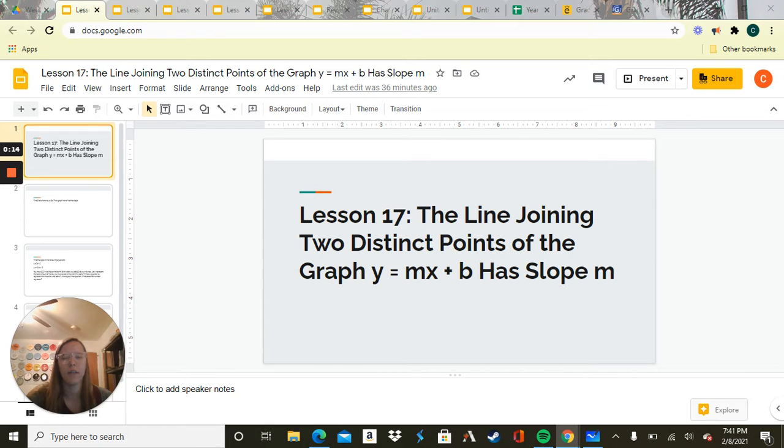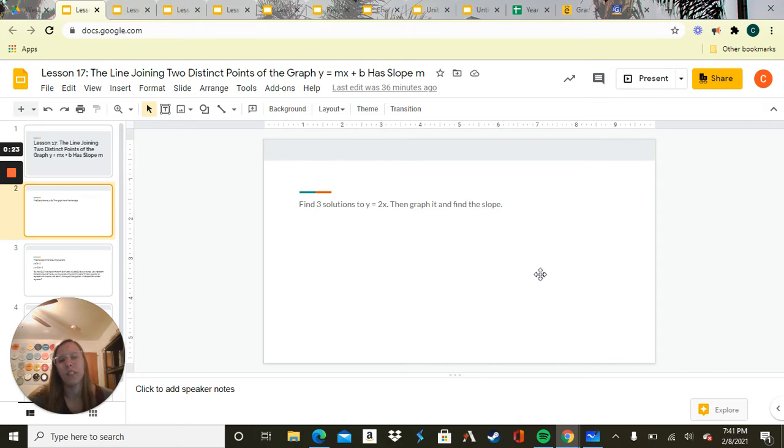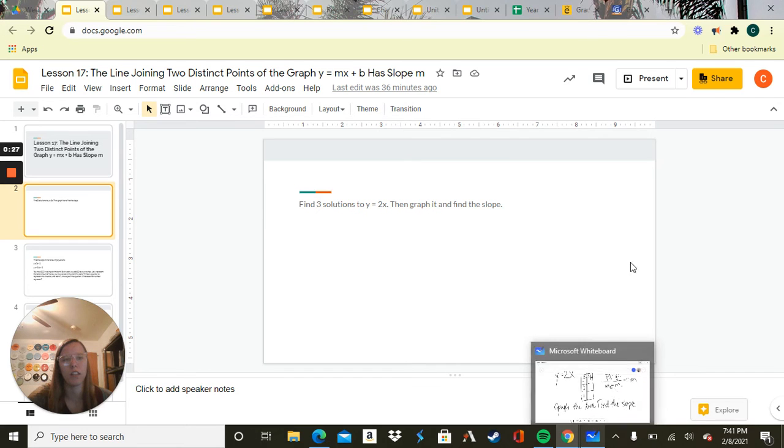Today's lesson: the line joining two distinct points of the graph y equals mx plus b has a slope of m. First, find three solutions to the equation y equals 2x, graph it, and find the slope.